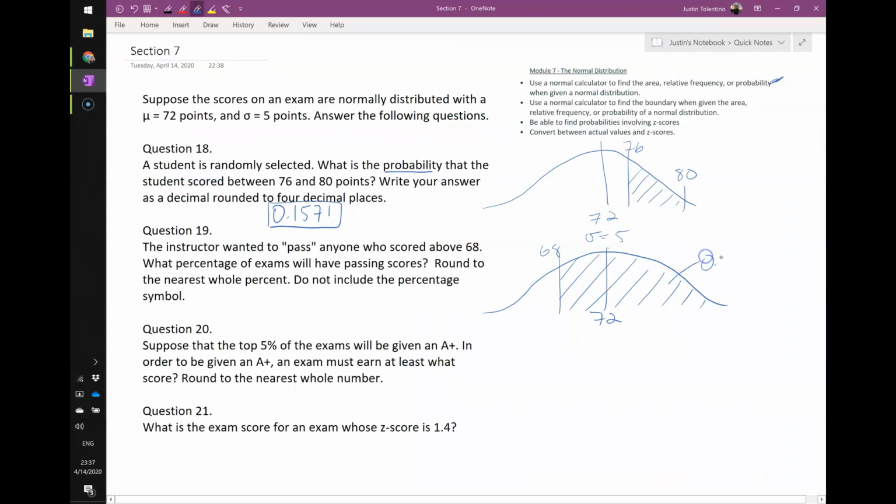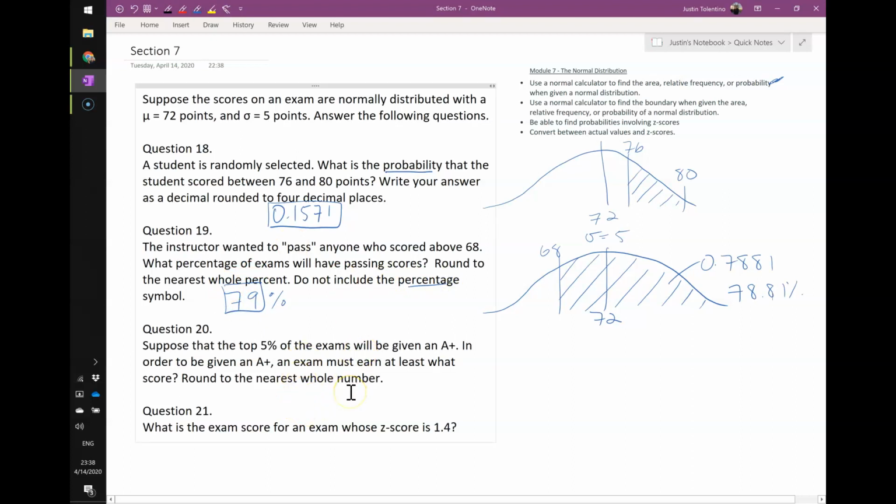So the area is 0.7881. Now you'll notice in this one it says to round it to the nearest whole percentage. So right now it's a decimal. If I were to put it as a percentage, it'd be 78.81. But we want to round it, so that would be 79%. So hopefully you just wrote the 79. If you put 79% with the sign, even though I said don't include the percentage sign, it would have gone back and fixed it.